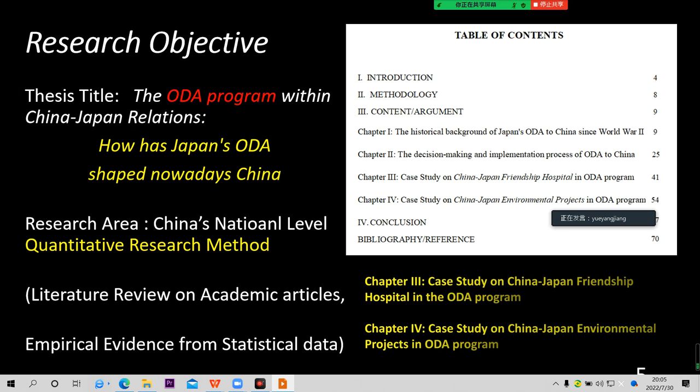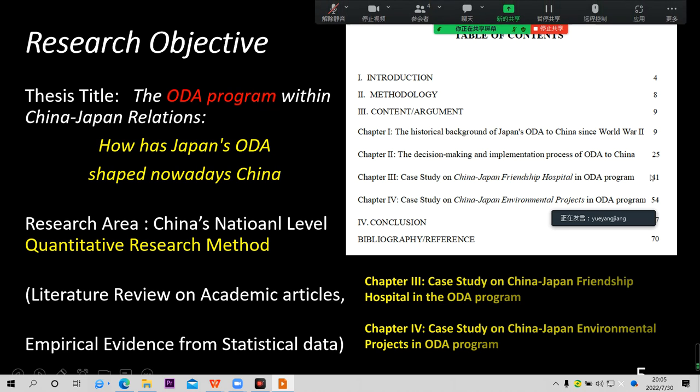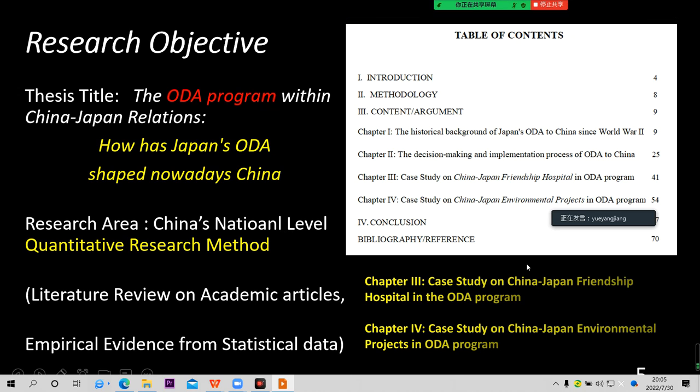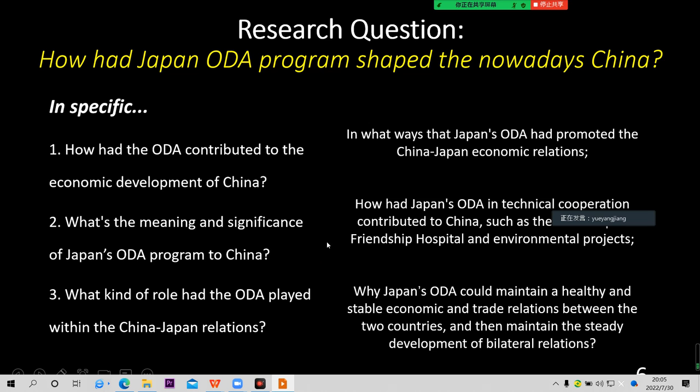So in my thesis, I have chapters 3 and 4, which I will mostly introduce in this presentation. Chapter 3 focused on a case study on the China-Japan Friendship Hospital in the ODA program. And chapter 4 focused on the case study on China-Japan environmental projects in the ODA program. So here I put a table, the table of contents for my MA thesis. I will introduce chapters 3 and 4 mostly.